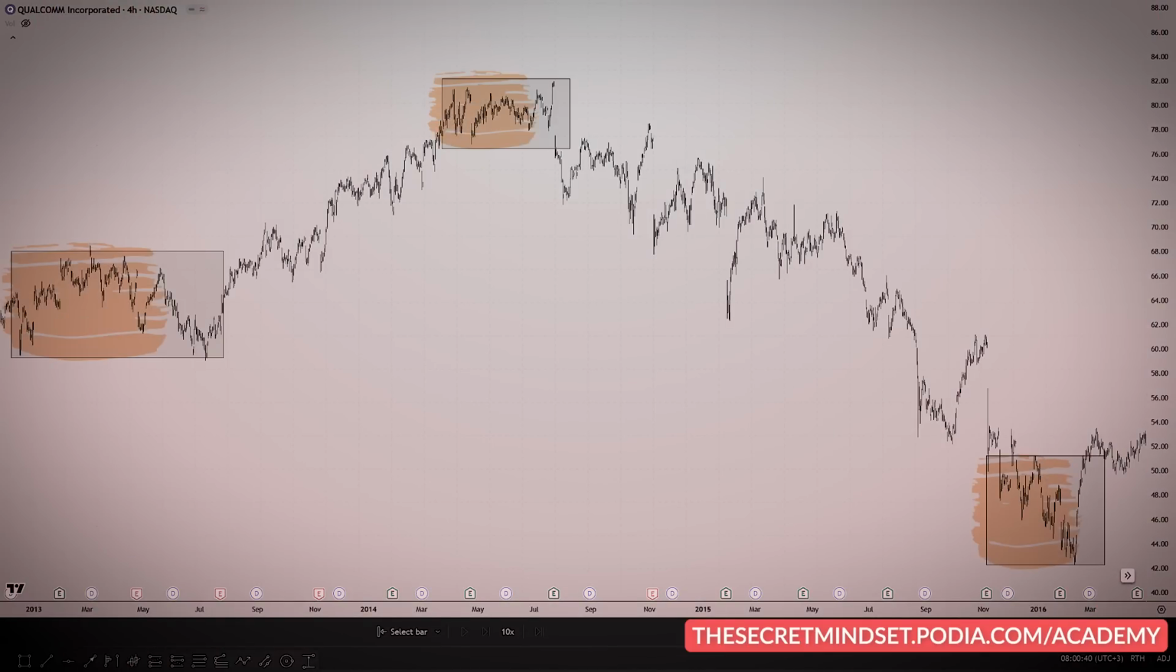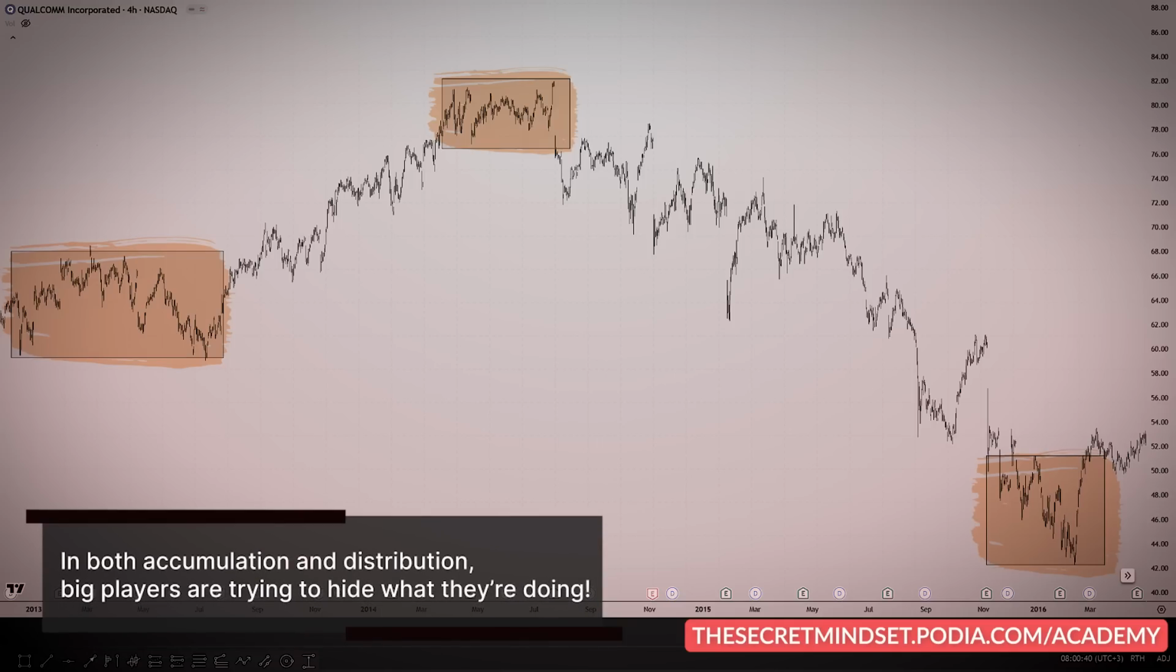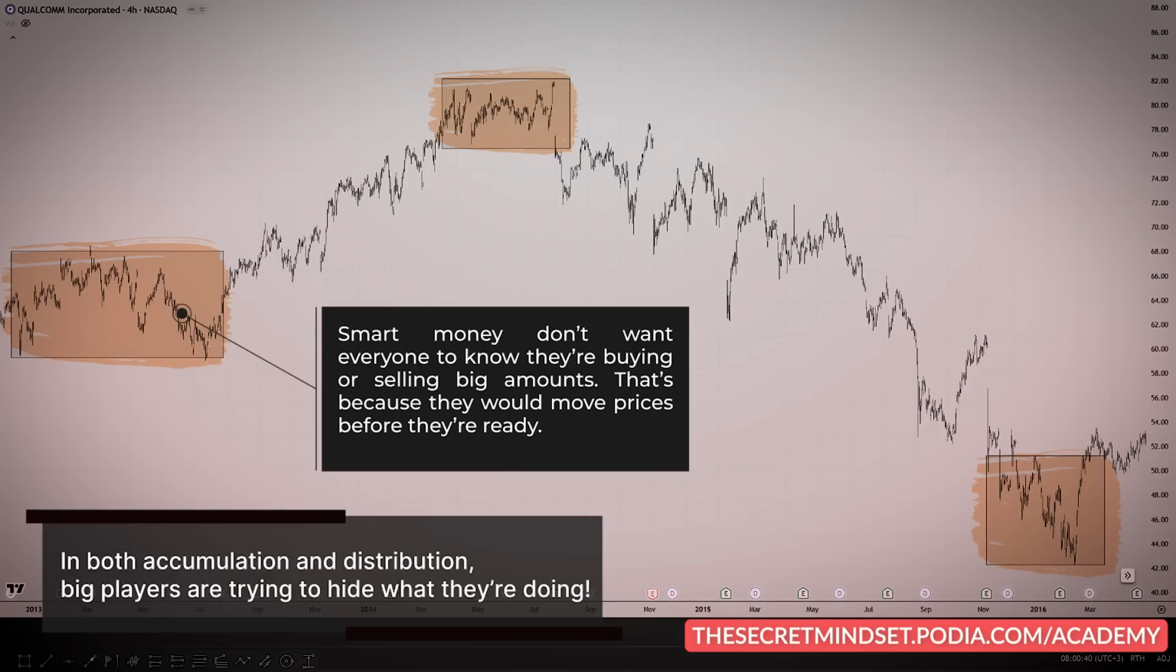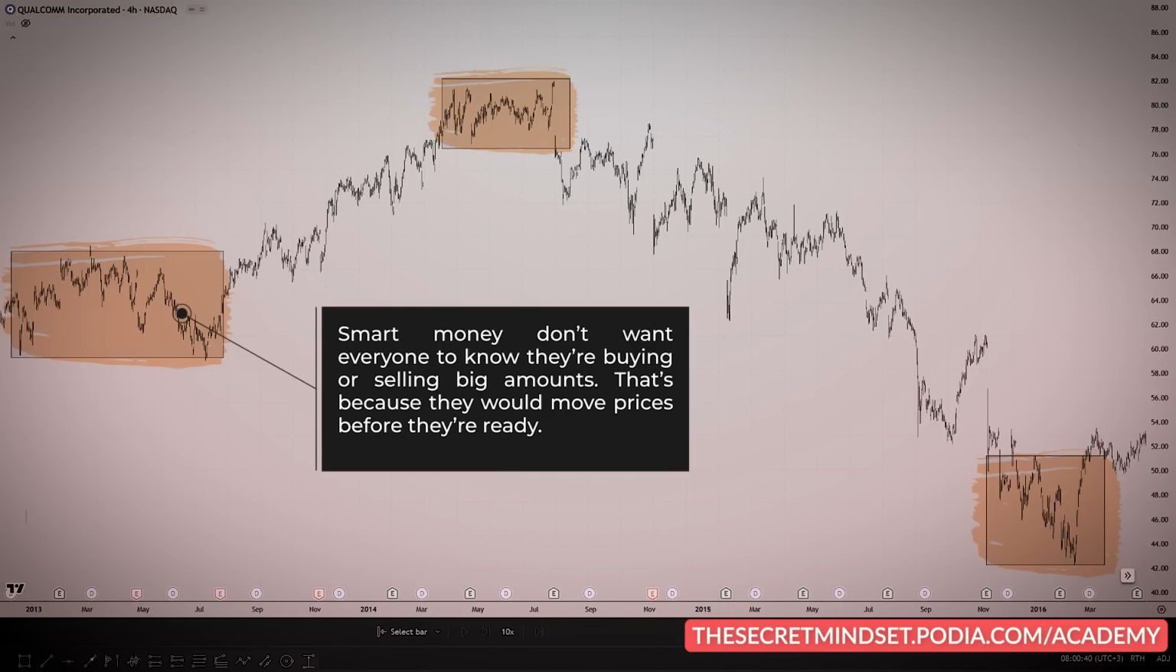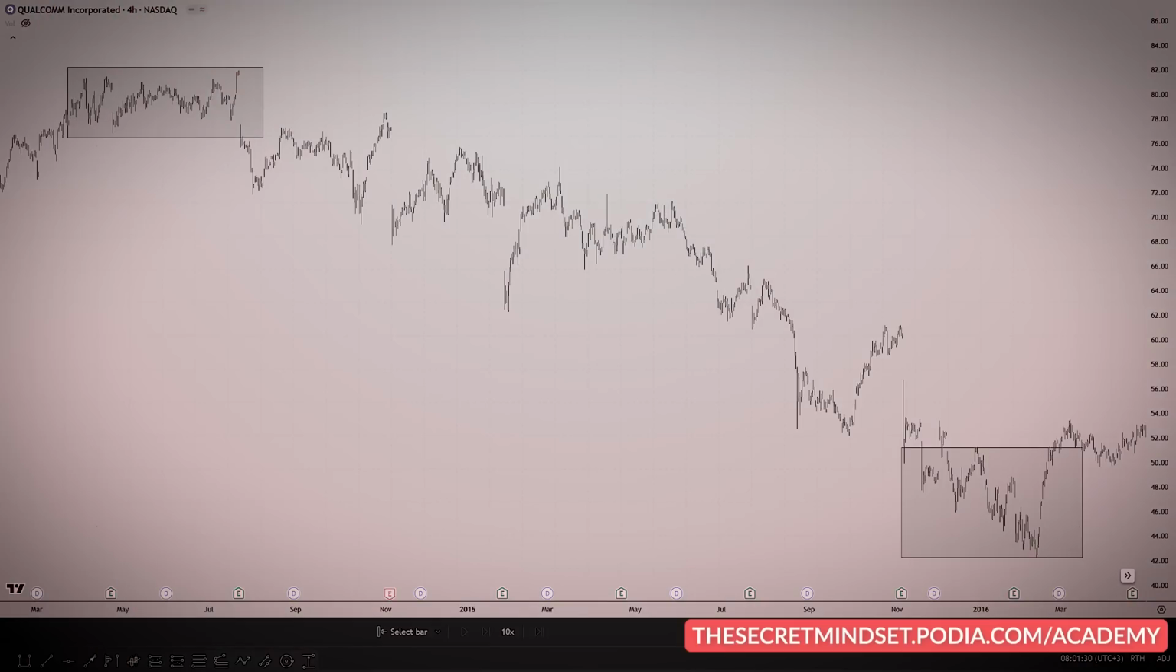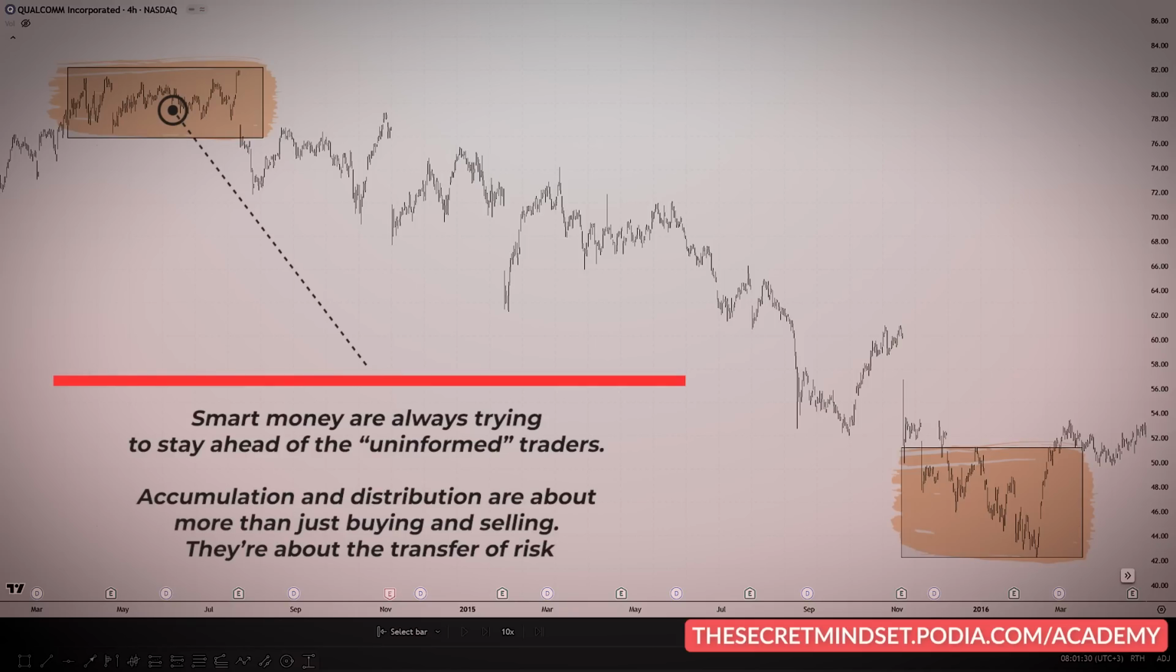Another key point: in both accumulation and distribution, big players are trying to hide what they're doing. They don't want everyone to know they're buying or selling big amounts. That's because they would move prices before they're ready. This is where the idea of smart money comes in. These are the big, well-informed players, and they're always trying to stay ahead of the uninformed traders.